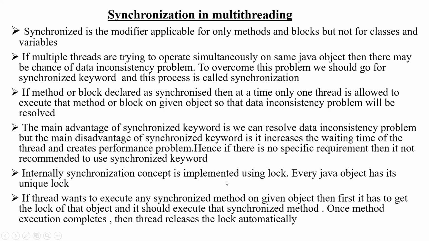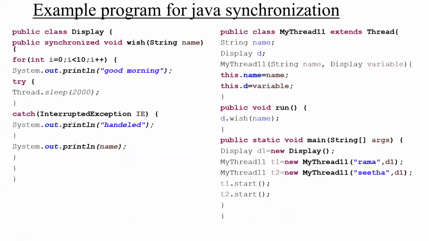Internally, the synchronization concept is implemented using locks. I've told you, every object has its unique lock. If a thread wants to execute any synchronized method on a given object, that thread should come and acquire the lock of that object, and then execute that synchronized method. Once method execution is complete, the thread releases the lock immediately. Then other threads will come and acquire the lock, do their work, and then release the lock. That is how synchronization works internally, if I declare any method or a block as synchronized.